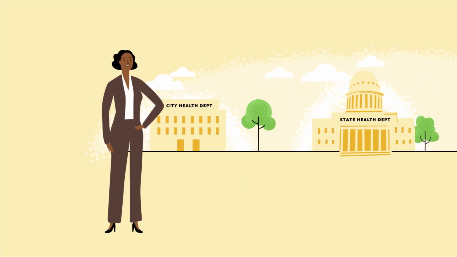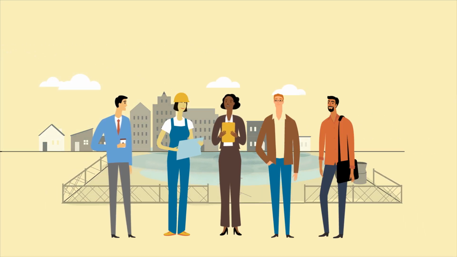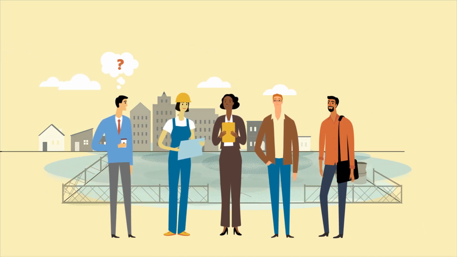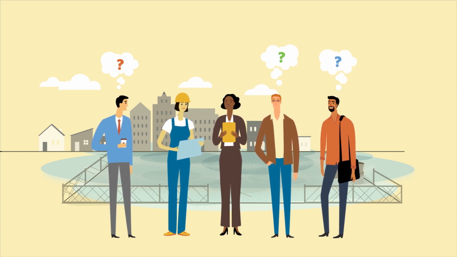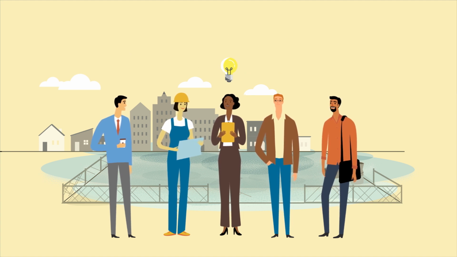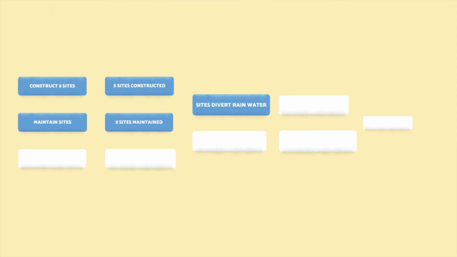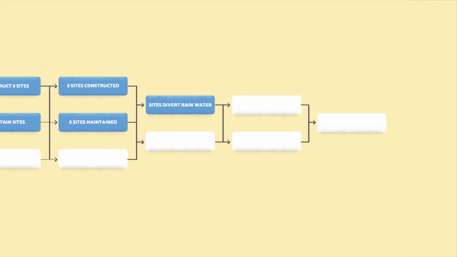Cassandra and her stakeholders begin focusing their evaluation using their logic model. After talking about what they want to learn and what's feasible given the scale of the greening initiative, as well as the timing and complexity of their outcomes, they decide to build evaluation into a pilot project. The evaluation will focus on construction, maintenance, and the effectiveness of the pilot sites to divert stormwater.